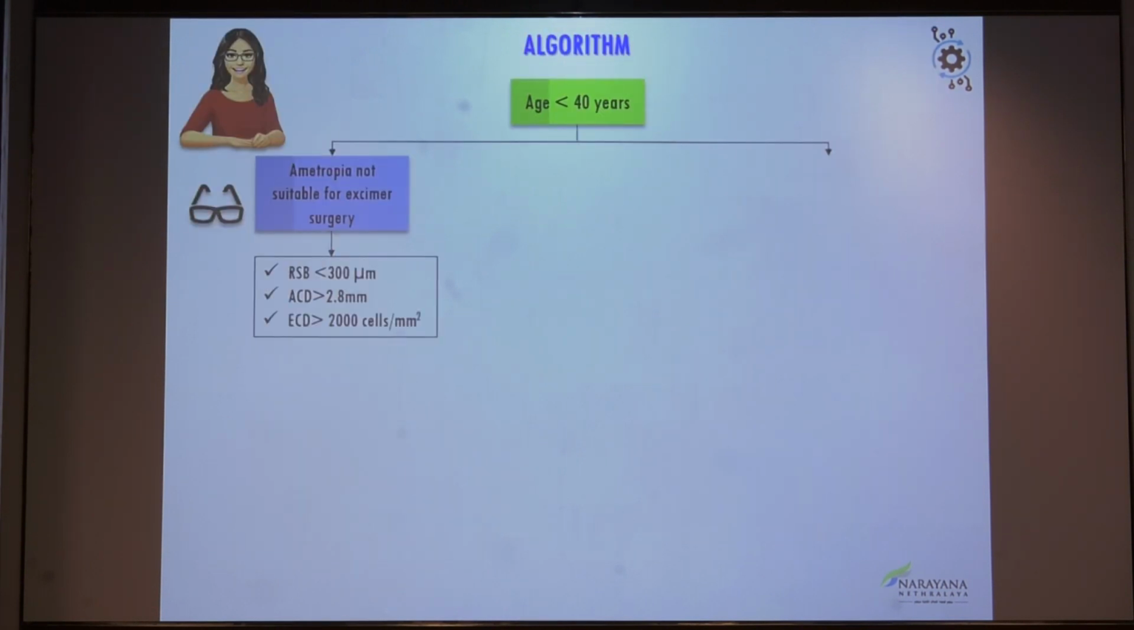Furthermore, if a patient is not suitable for an excimer laser surgery, if the patient has an RSB of less than 300 microns, we look at the ACD and the endothelial cell count to see if the patient is a suitable candidate for a phakic IOL.